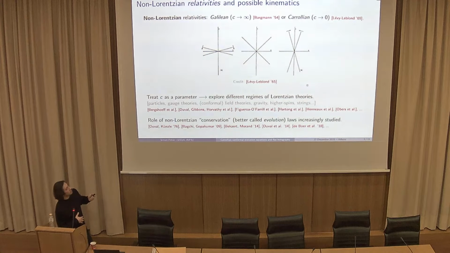Okay, pictorially it looks a little bit like this. When you send the speed of light to infinity, your causal light cone collapses to the spatial plane, and instantaneous propagation is allowed.